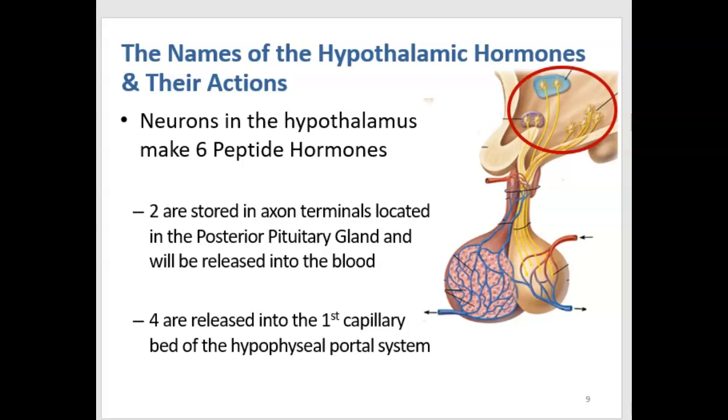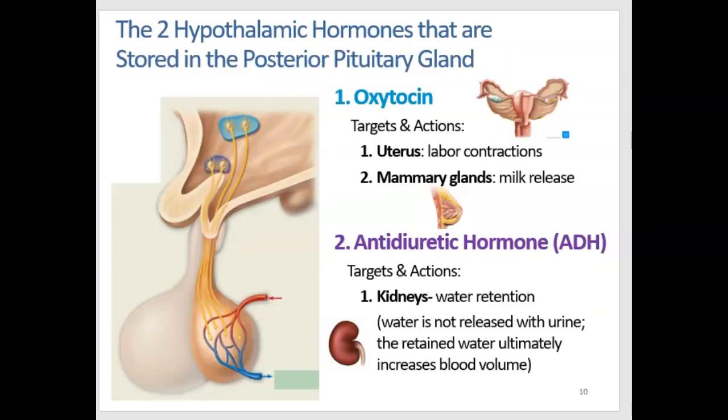Now we're going to look at the names of the hormones produced by the hypothalamus. There are 6 peptide hormones made by different groups of neurons in the hypothalamus. 2 of them are stored in the axon terminals of the posterior pituitary gland, but then will be released into the bloodstream. 4 of the hypothalamic hormones are released into that first capillary bed of the hypophyseal portal system. So let's do the first 2 that are stored in the posterior pituitary gland.